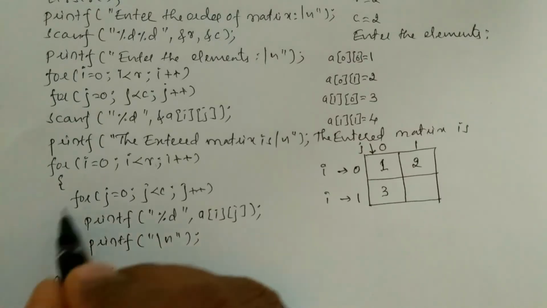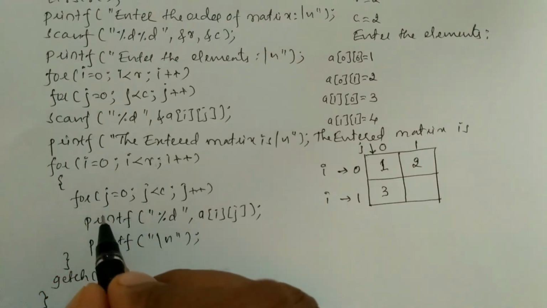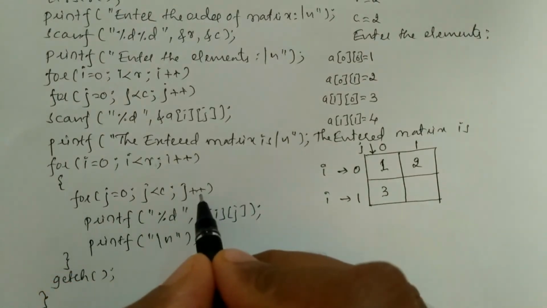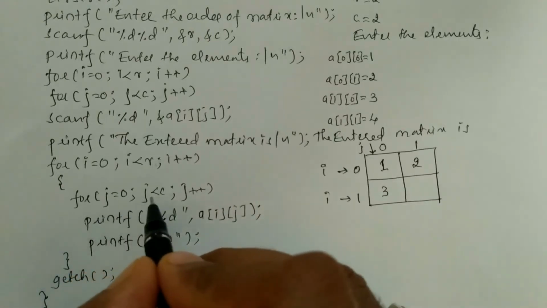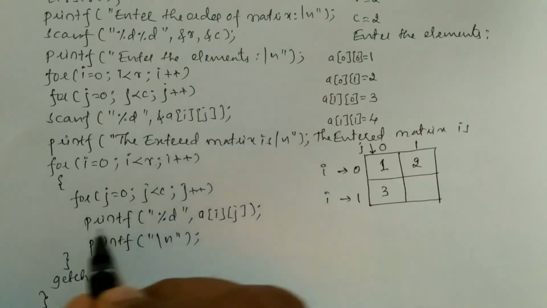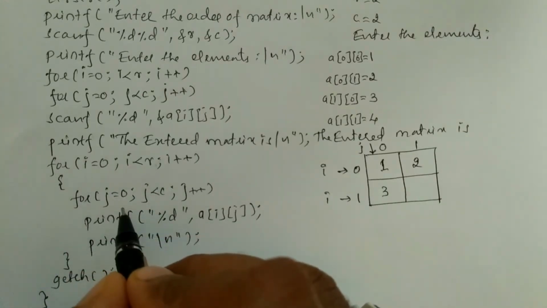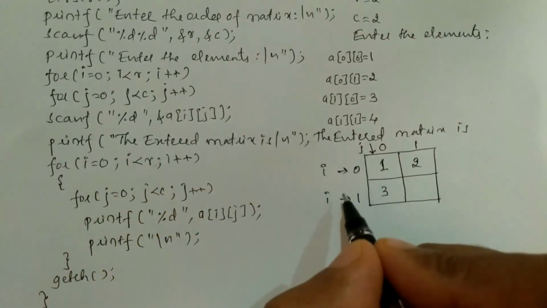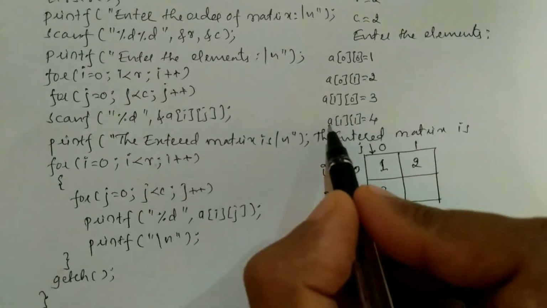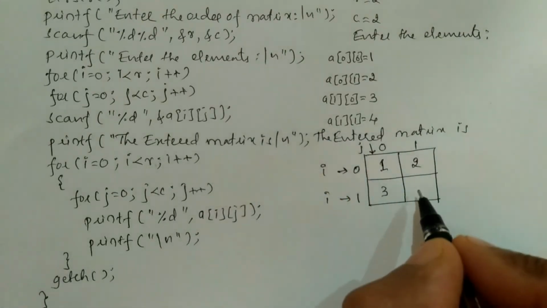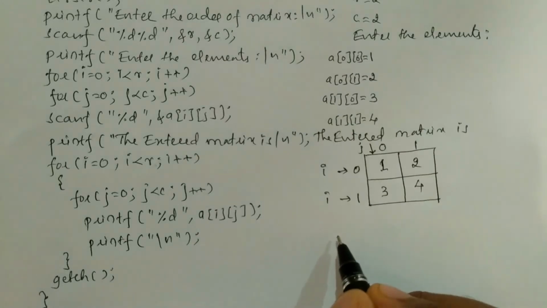Again, control transfers to inner for loop by incrementing the value of j by 1, because we have written j plus plus here. Okay. Now it is 1. 1 is less than 2. Yes, condition is true. Again, it is going to print I value was 1, j value is also 1. So here you can see 1, 1 in this block. Here a of 1, 1 consisting of what? 4. So here in this particular block, we are going to write 4.